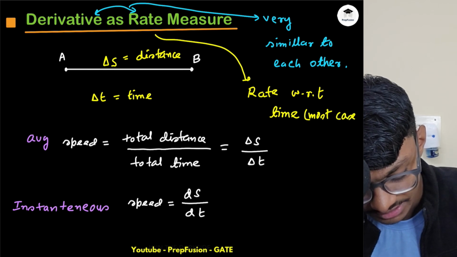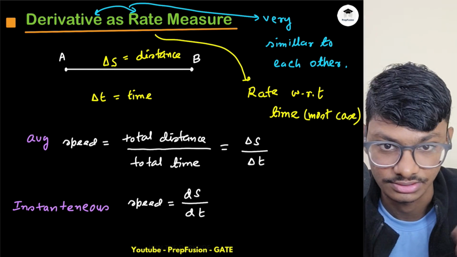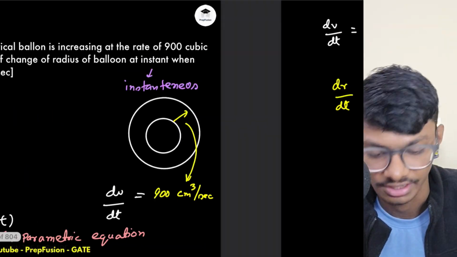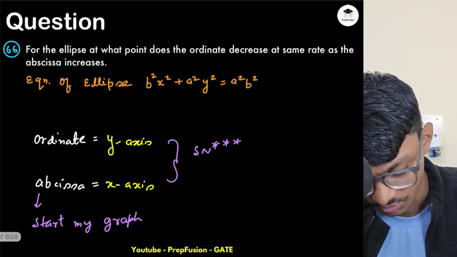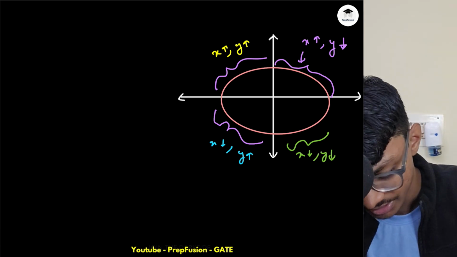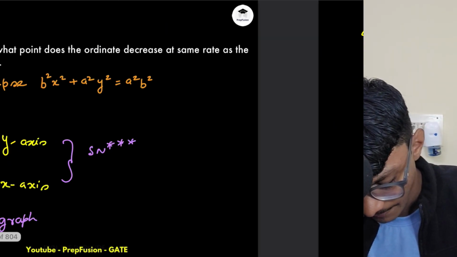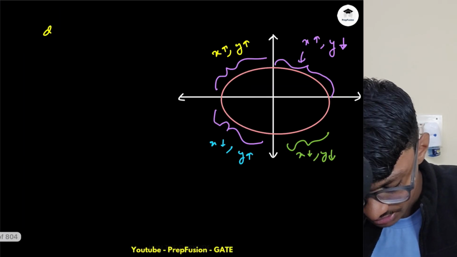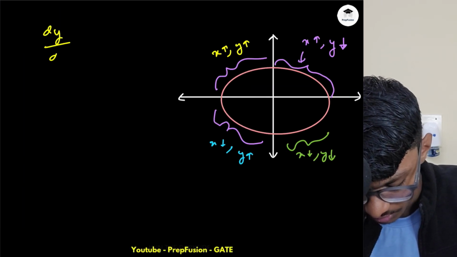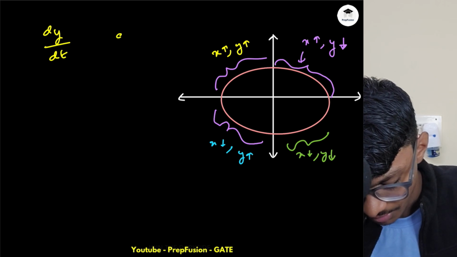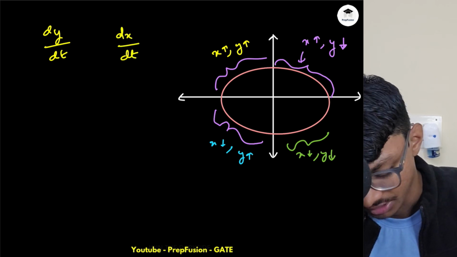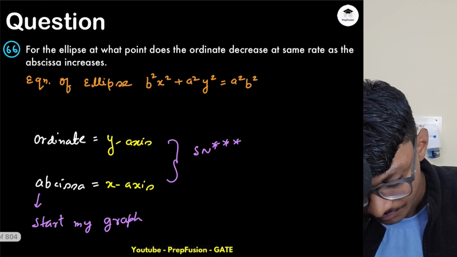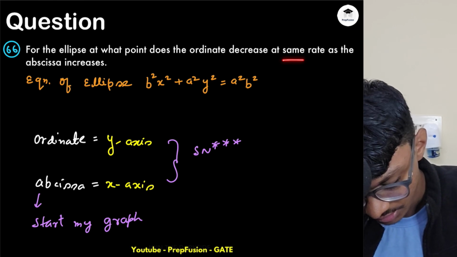At what rate is it increasing? Okay, at what rate is it decreasing? Okay, all those things. At what rate is it traveling? So always with respect to time they're talking about. So basically the rate of ordinate is written like this, dy upon dt, and rate of abscissa is written like this, dx upon dt. Now they are equal to each other. They are telling me that they are equal to each other.